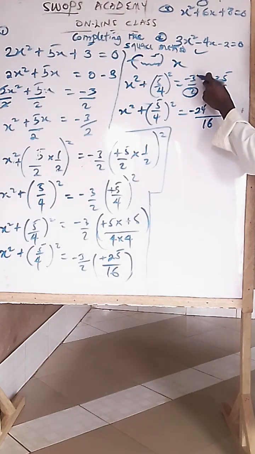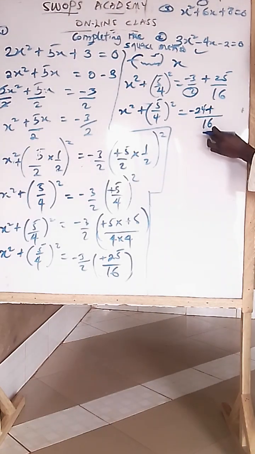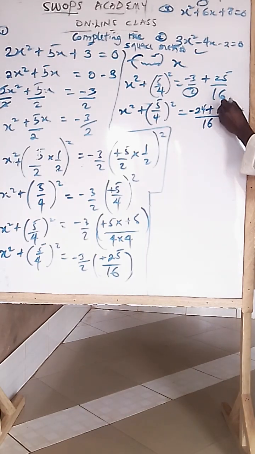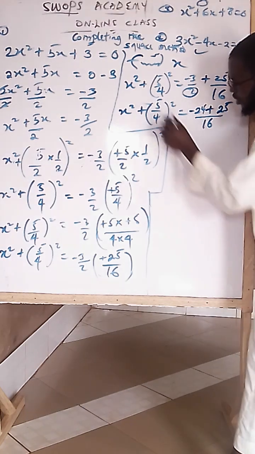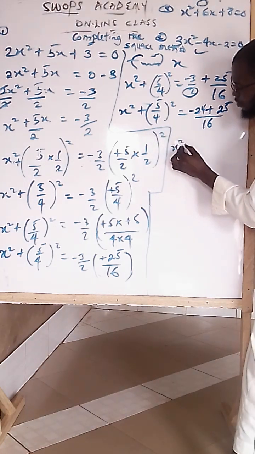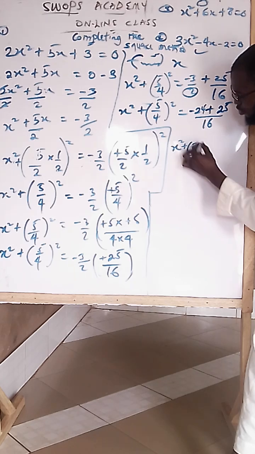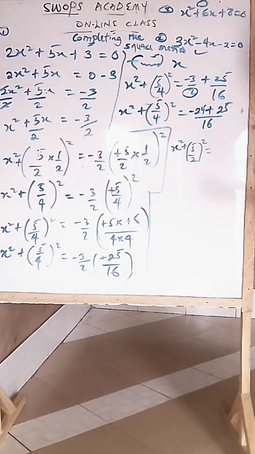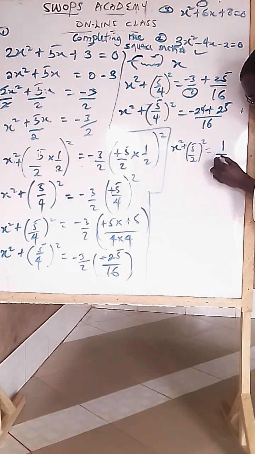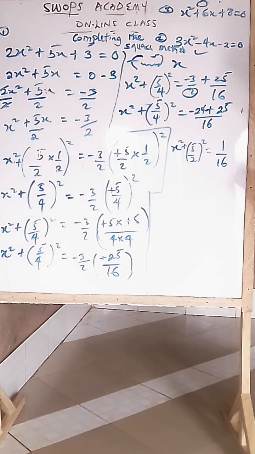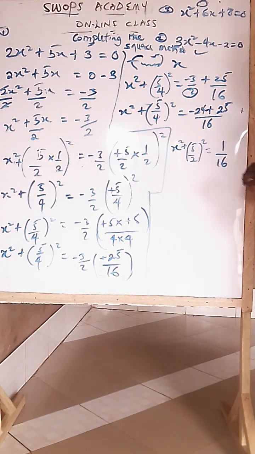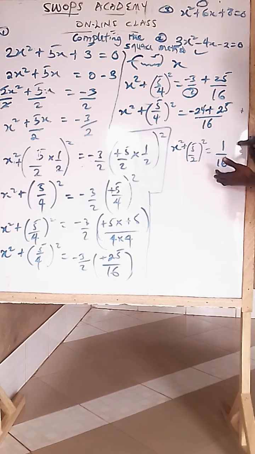Now, what are we left with? Plus is here, you put the plus here. How many 16 are there in 16? 1. 1 times what that 16 is carrying. 1 times 25 will give us 25. Are we together? Now, the next thing to do, bring this back. x squared plus, in the bracket, 5 all upon 2, all in square. Because minus 24 plus 25, that is 1. Right? You put 1 all upon 16. Are we together? You put 1 all upon 16.